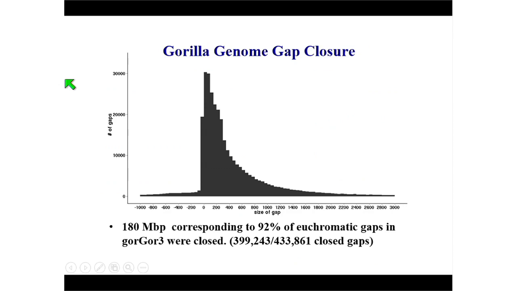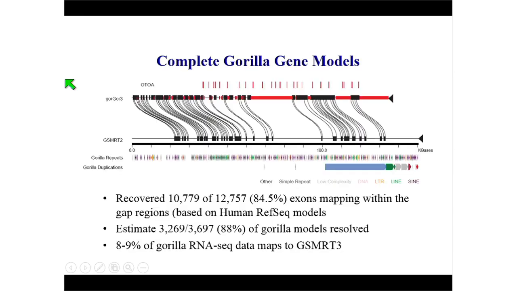So for those of you who don't know, the genome of gorilla, up to about a year ago, had just shy of 500,000 gaps. So there were 433,000, and by doing sequence and assembly with PacBio, we closed 399,000 of those gaps. In terms of genes, we estimate that there are on the order of about 4,000 genes that were incomplete in the gorilla genome assembly. We now estimate that we've closed and got the complete gene structure for 88% of those gorilla gene models. And we've added 10,000 of the missing 12,000 exons into the genome.